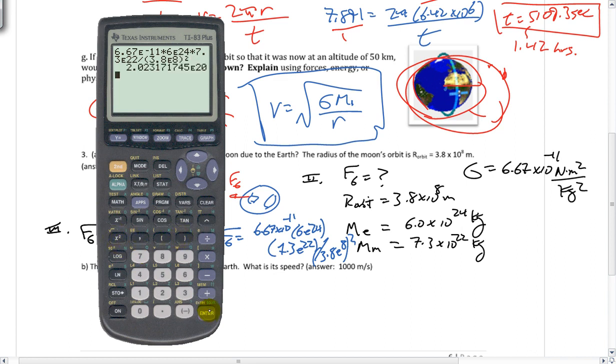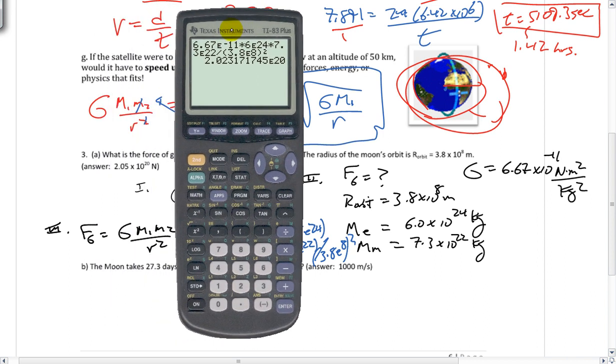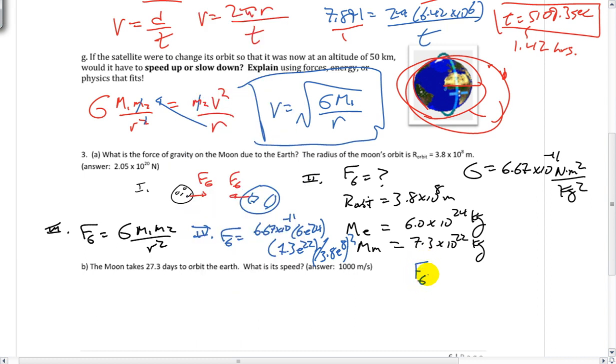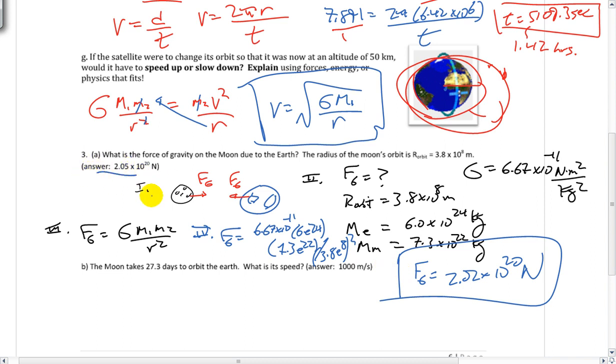We have to square that, and when we do all that, we get about 2.023 times 10 to the 20th, which is pretty close to the answer given, just a little bit of difference in the rounding, probably because we used some rounded values for the mass there. But no big deal. In a nutshell, that's part A.